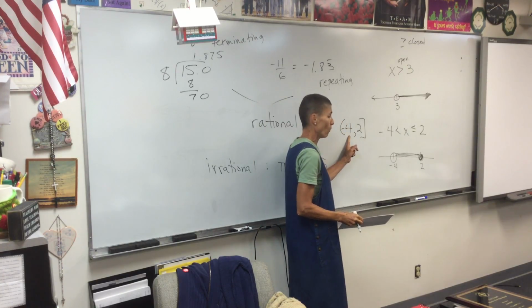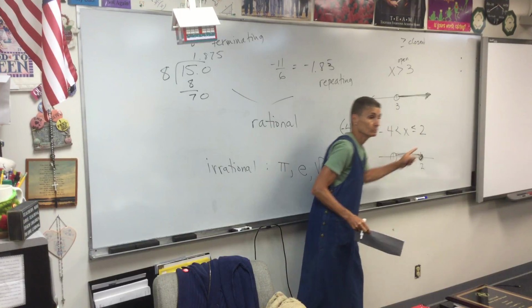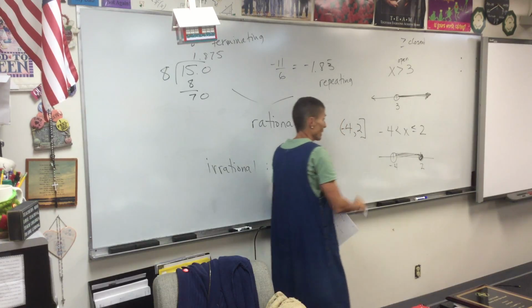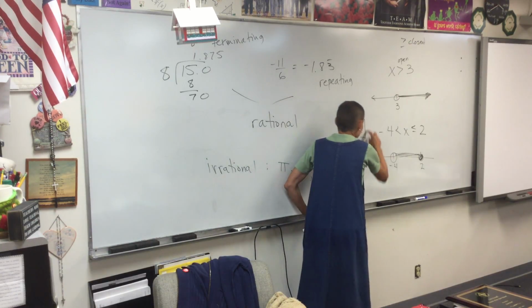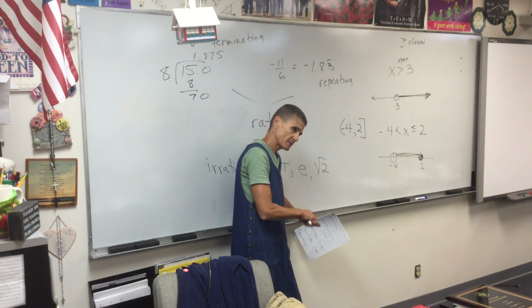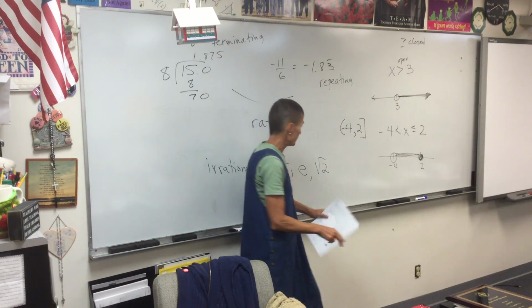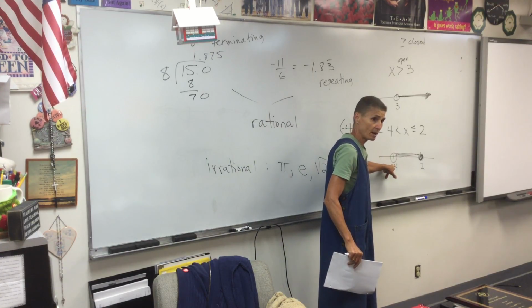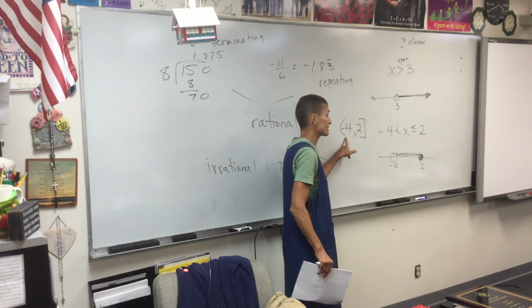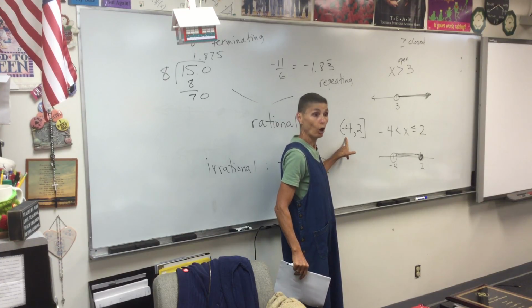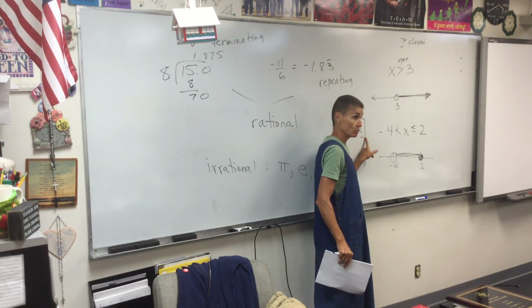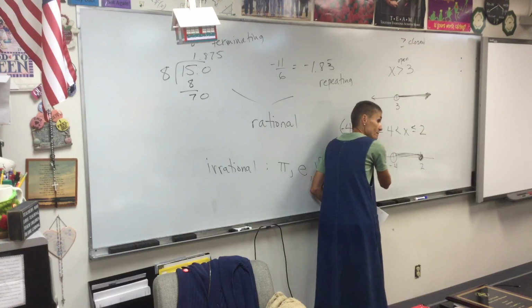So there's the -4, and there's the 2. Notice there's a parentheses around the -4, and there's a bracket around the 2. Why do you suppose they're different? One's a parentheses and one's a bracket. Because one's an open dot and one is a closed dot. So the parentheses is the notation for the open dot, and the bracket is the notation for the closed dot. These two things mean the same thing.